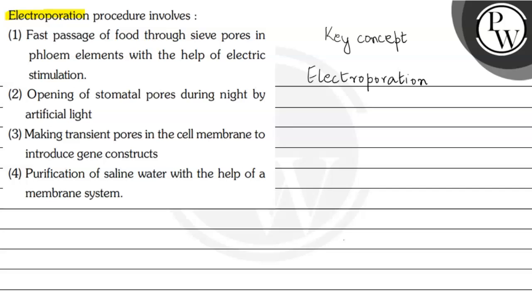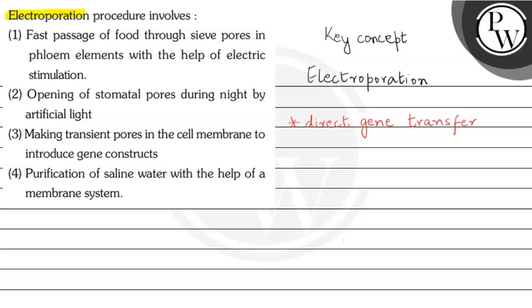So electroporation is a method which is used for direct gene transfer. So direct gene transfer is a method in which we can transfer DNA or gene of our interest into a target cell without the use of any vector. So we can directly transfer the DNA into the host cell or the target cell into which we want to insert the gene of our interest.